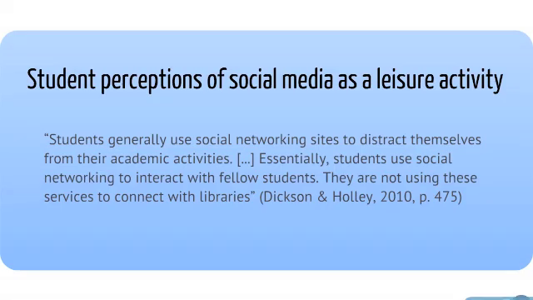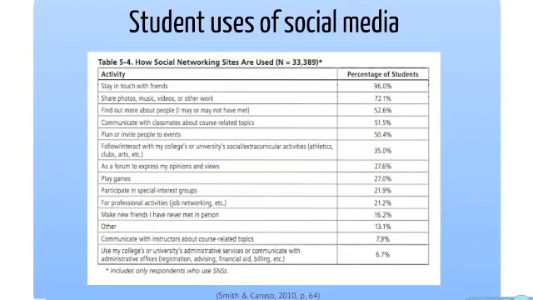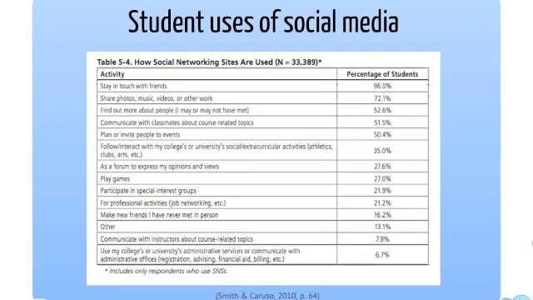In 2010, the EDUCAUSE Center for Applied Research conducted a study of undergraduate students and information technology. In this table, we can see from their results that students use social networking sites for a variety of purposes. Notably, 51.5% of students use social networking sites to communicate with classmates, and 21.2% of students use social networking sites for professional activities. So we can actually see a range of uses for social media beyond simply leisure.